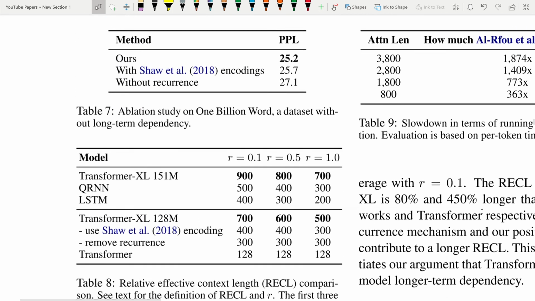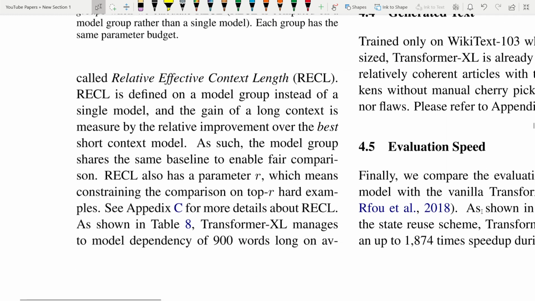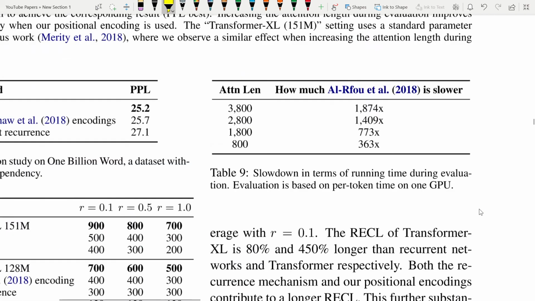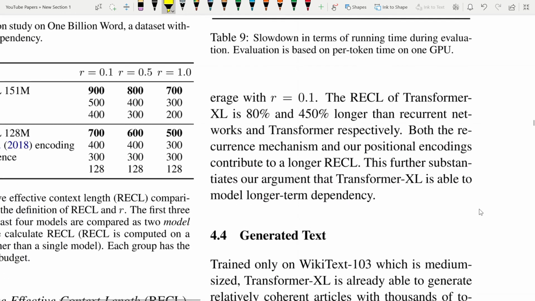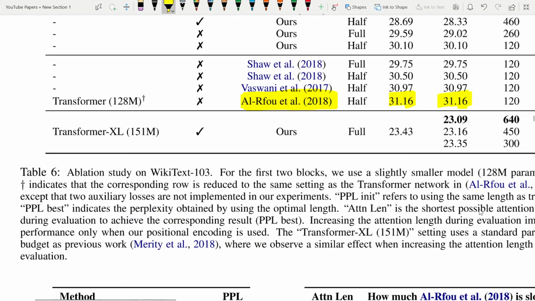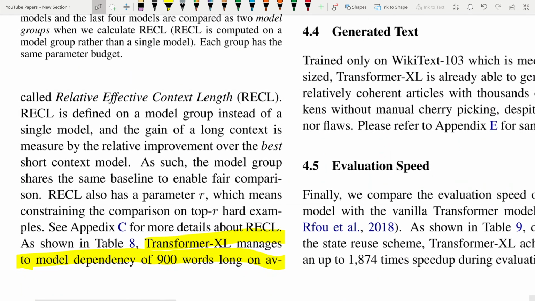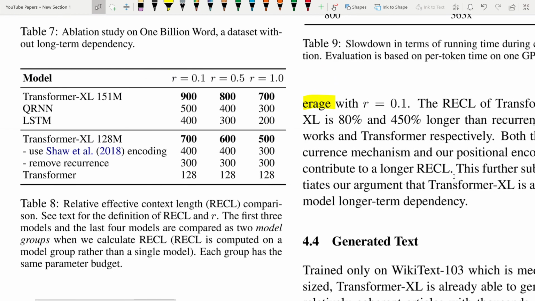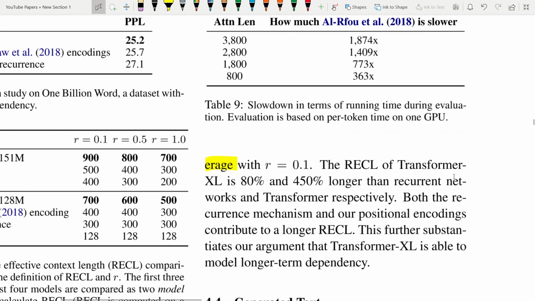As you can see over here, table 8, TransformerXL manages to model dependency of 900 words long, on average. So with r equal to 0.1, here r is something that they have defined, which means constraining the top comparison on top are hard examples. This is something they have defined, which may be looked into. However, the main takeaway from here is the effective context length of TransformerXL is 80% and 50% longer than RNNs and transformers respectively.